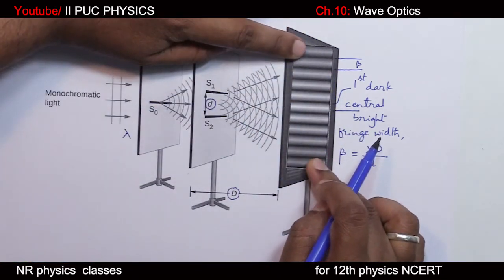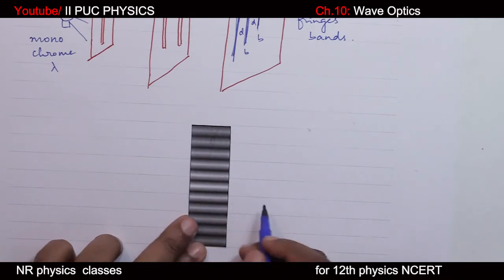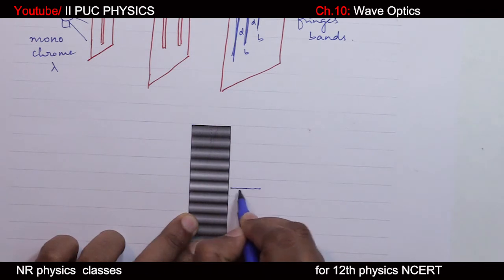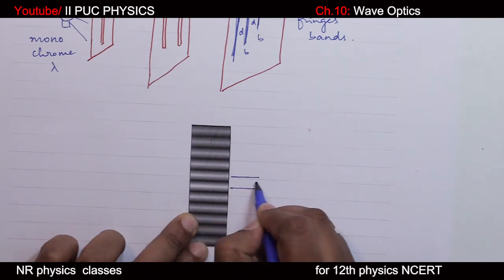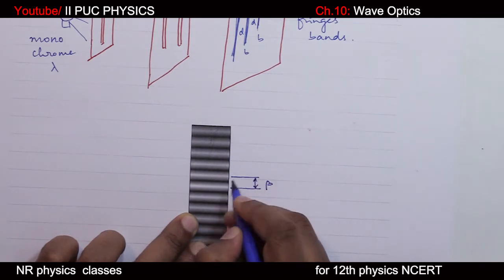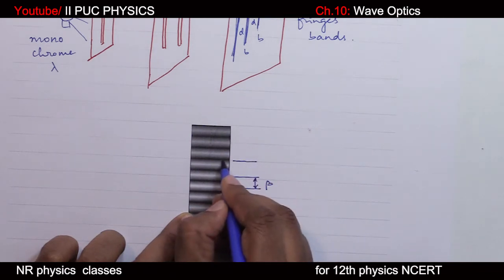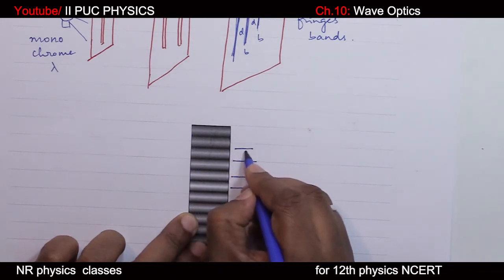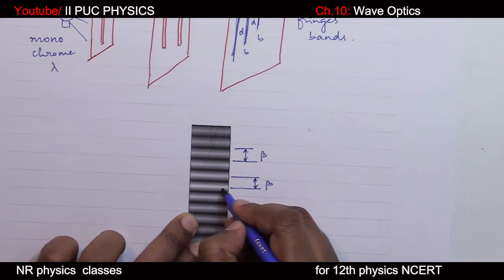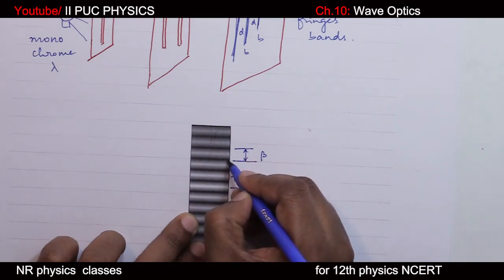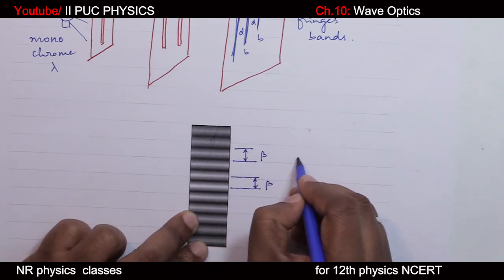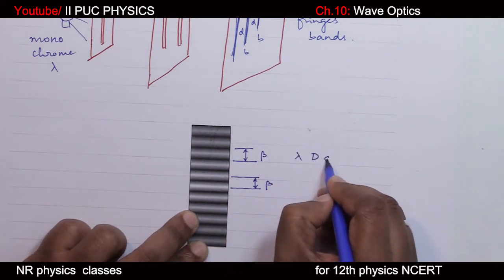If you carefully observe, this is the bright fringe. The next bright fringe is this. So this width is beta, the distance between adjacent bright fringes. Or this is a dark fringe, and this is the next dark fringe. So this is beta. The distance between adjacent bright fringes or adjacent dark fringes is the fringe width. We have to derive an expression for fringe width in terms of lambda, capital D and small d.